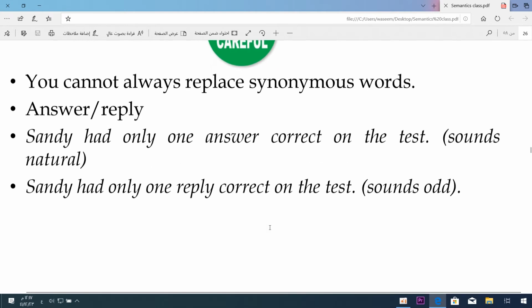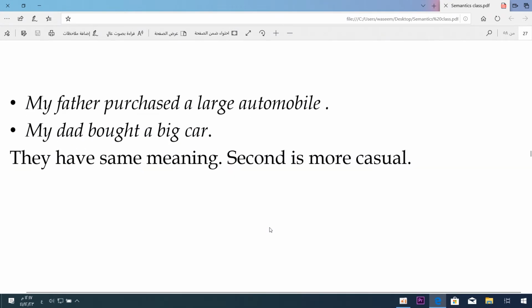My father purchased a large automobile. My dad bought a big car. So they have the same meaning. The second one is more casual, so you will find that people prefer to use the word buy. The word purchase is highly formal, and it shows the high formality of the English language, and it is used in formal contexts like economic context or accounting context, accountancy, and so on.